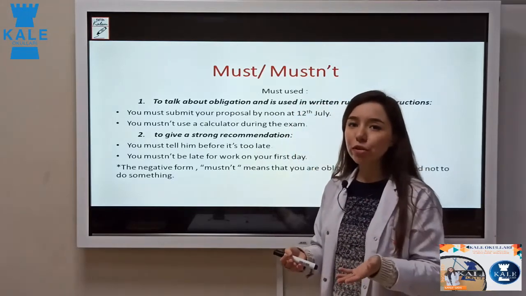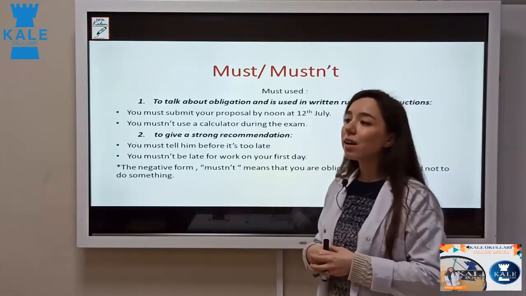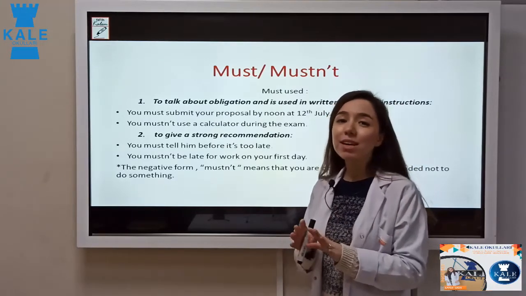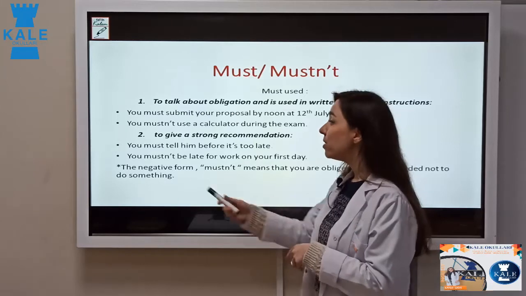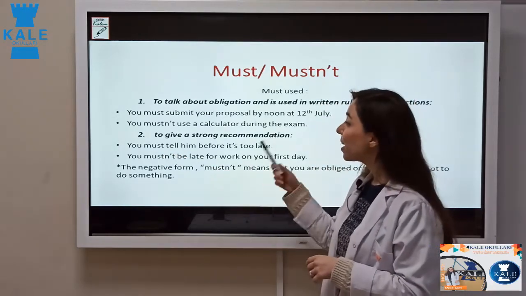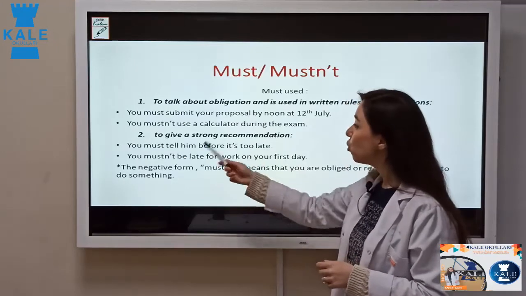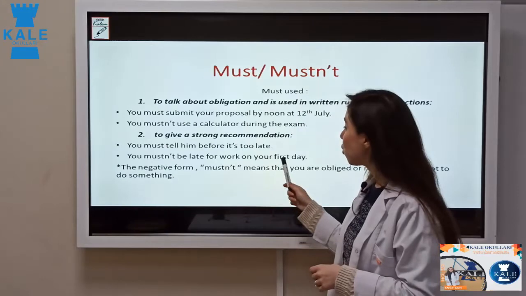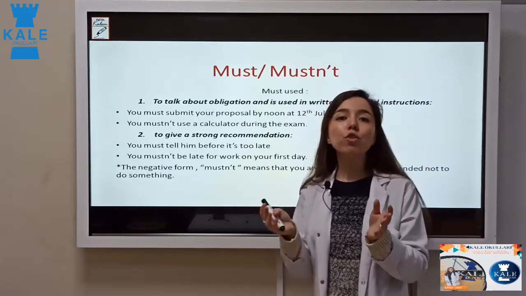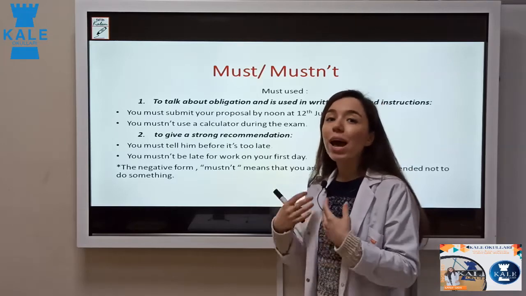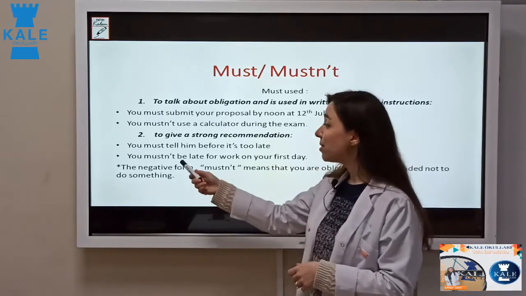Something happened to your friend, you understand that it's something important. You have to tell him because it's going to be late. So here it's better to use must instead of have to. It's something urgent, you have to tell, so you say you must. Strong recommendation. Or you mustn't be late for work on your first day. Today is your first day. You are going to show whatever you can, your abilities, to your boss. So you mustn't be late.